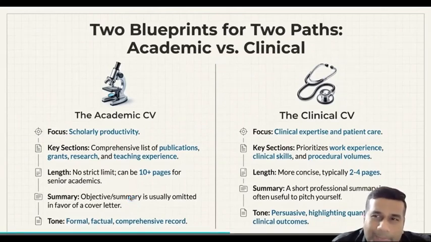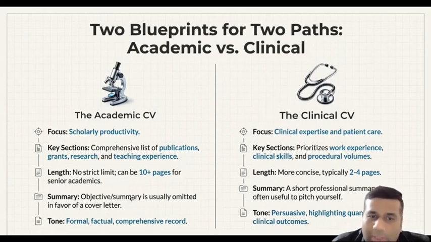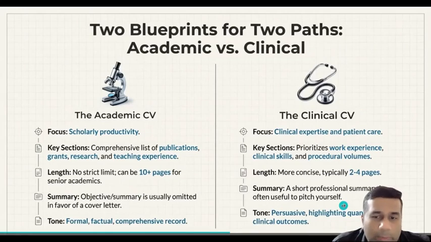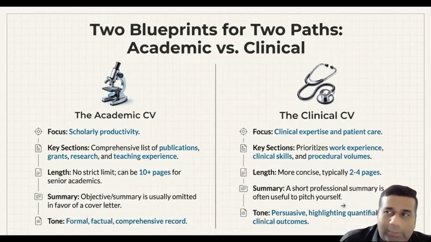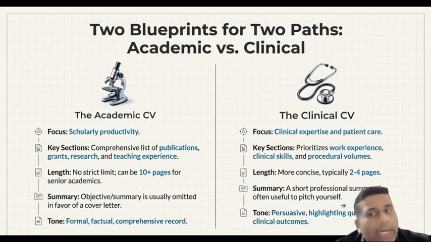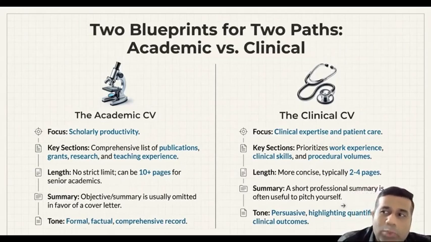the tone that will be used in an academic CV. That should be a formal tone, factual and comprehensive. Whereas in a clinical one, it should be more towards a persuasive tone, highlighting quantifiable clinical outcomes. Okay, so these are the main differences between the two. Usually, suppose you are a medical college faculty or you are working in a clinical department or applying to a teaching hospital, then obviously this will be a mix of academic and clinical. But there will be cases in which you are going for a purely academic role or a purely clinical role. In that case, there should be a clear demarcation between the two. All right, so that's the difference.